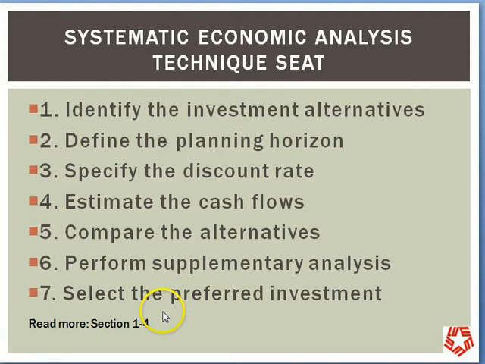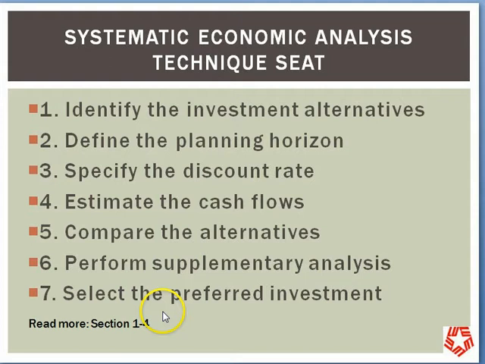The first thing that we need to know is the 7-step technique for system economic analysis, and the steps are very common sense. The first is to identify the investment alternatives. The second step is to define the planning horizon. Sometimes two different alternatives may have different planning horizons, and we need to compromise on which planning horizon we intend to use in our evaluation methodology.